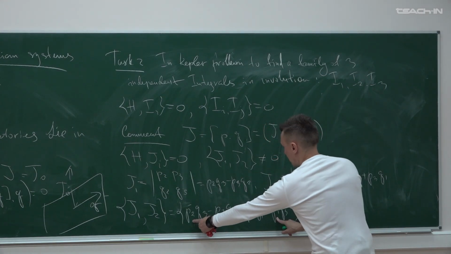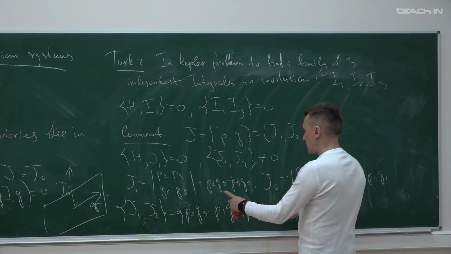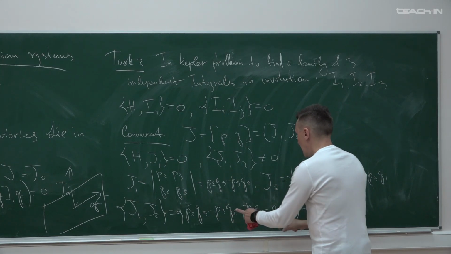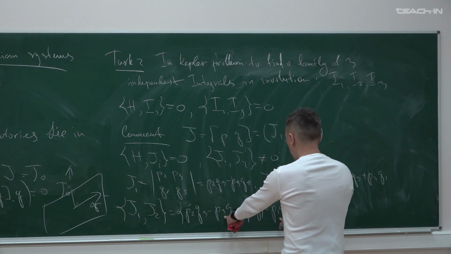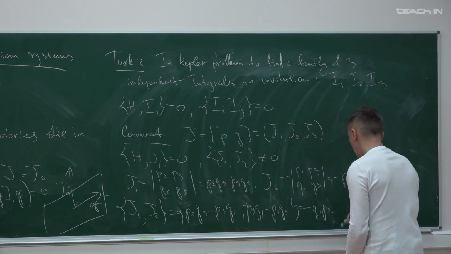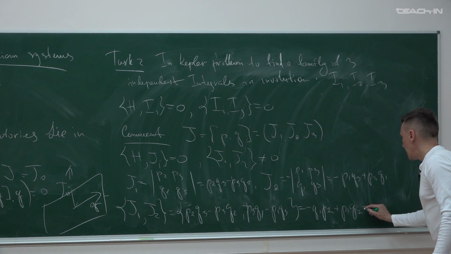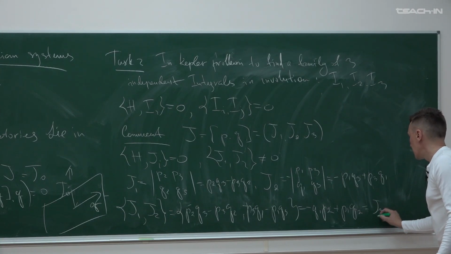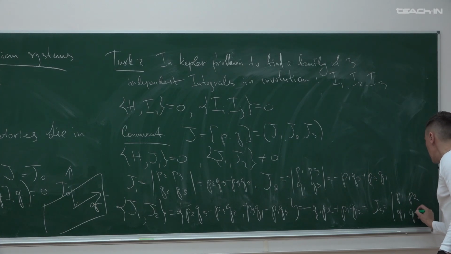When we calculate this Poisson bracket, it's trivial because the indices of P and Q are different. In this case, it is also 0. And this one gives P1 Q2 plus P1 Q2. And this is exactly J3, which is the determinant of P1, P2, Q1, Q2.